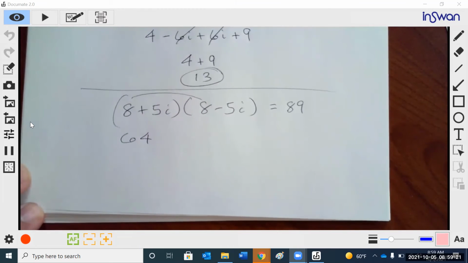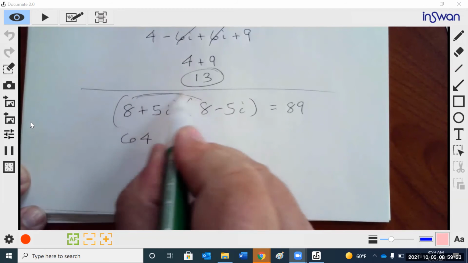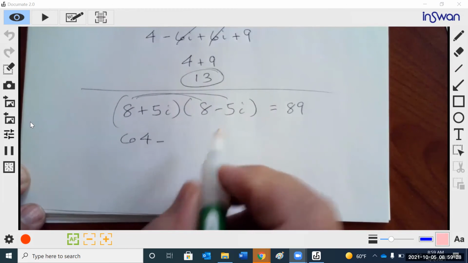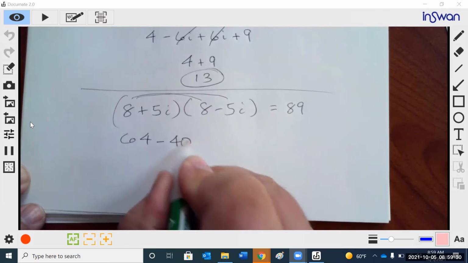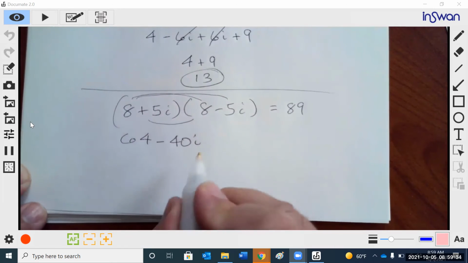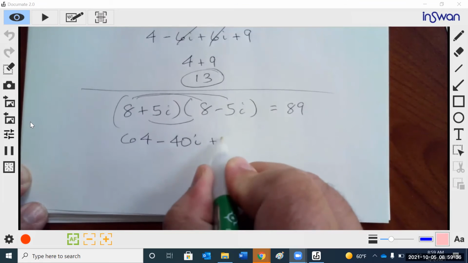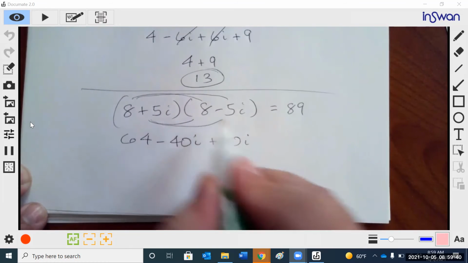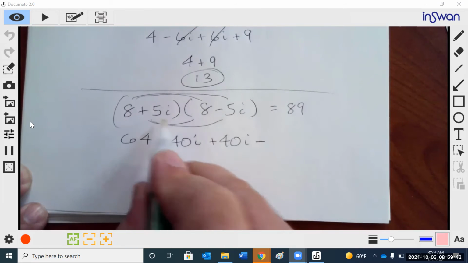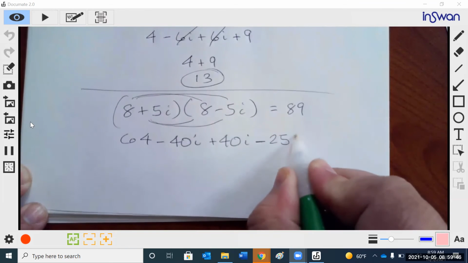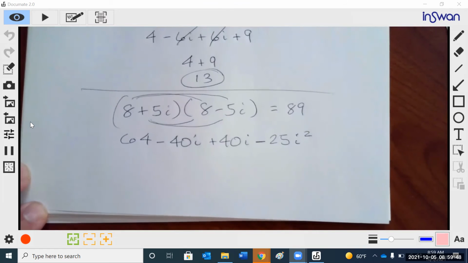64. Positive times negative is negative. 8 times 5? 40i. They're both positive. 5 times 8 is 40i. Positive times negative is negative. 5 times 5 is 25. i times i is i squared.